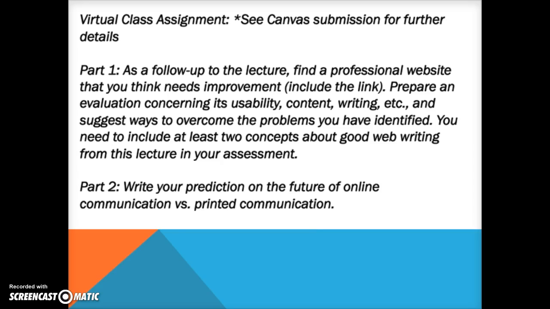Go back to the points in this lecture that identified how you can make web writing usable and scannable. And then I also want you to suggest some ways to overcome the problems that you have identified. So include at least 2 concepts about good web writing from this lecture, and you want to shoot for about 4 to 5 paragraphs for this first part.